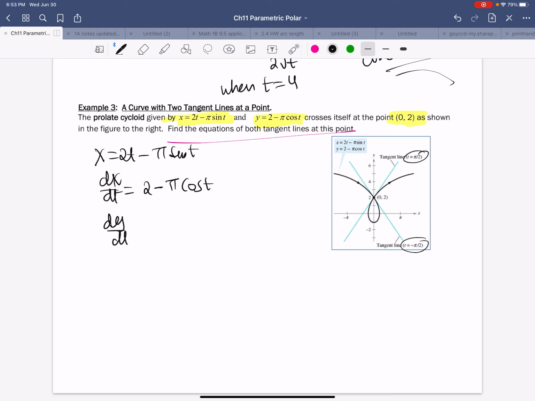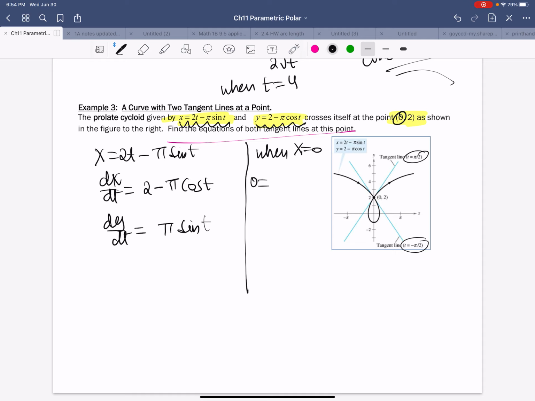Let's also find dy/dt. dy/dt is going to be positive pi sine t, because the derivative of cosine is negative sine. Okay, now we can find the derivative, but before that, we also need to think about when x is 0, what is t going to equal? We can either solve it from the x function or the y function.